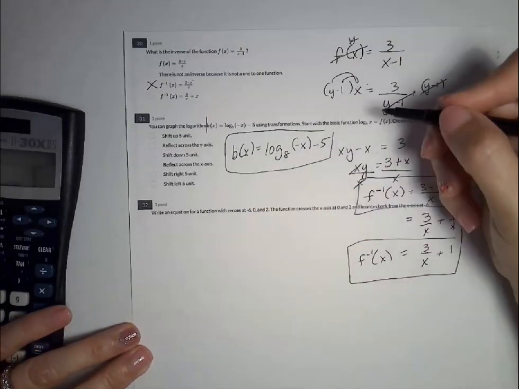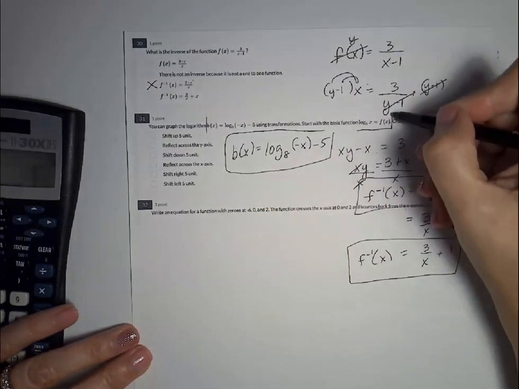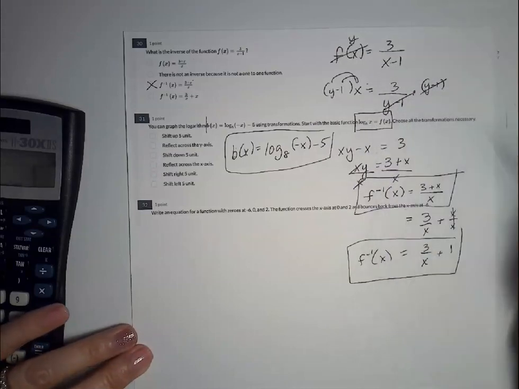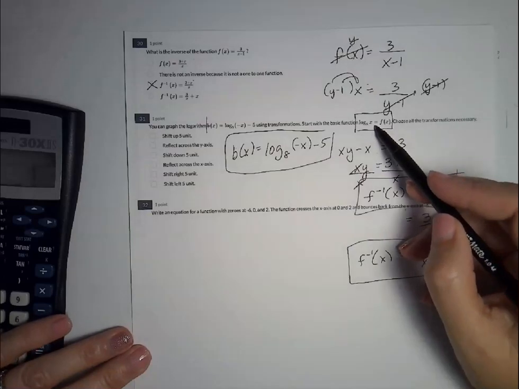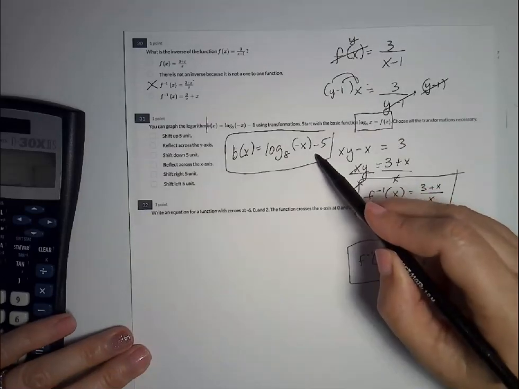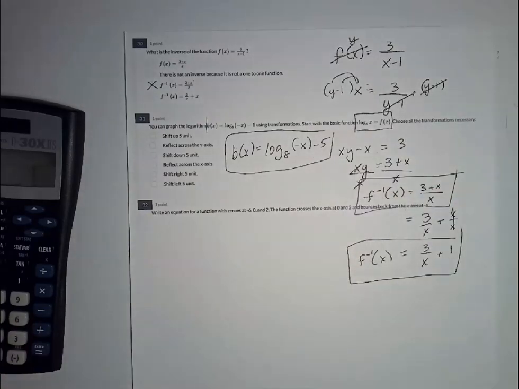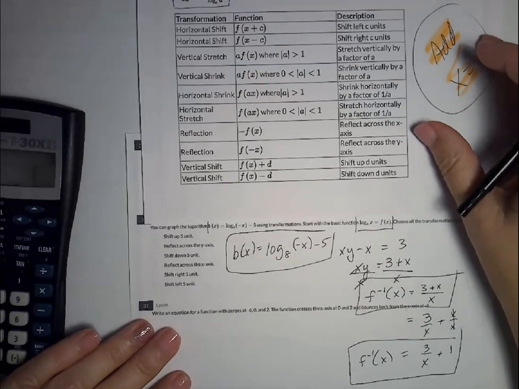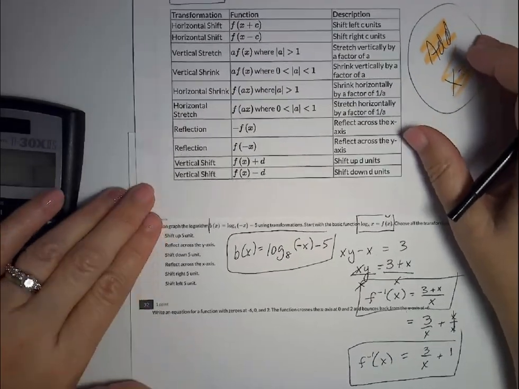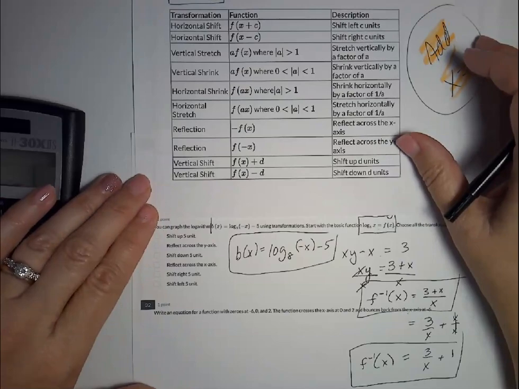It says you can graph this using a basic function of just log base 8 of x. So they're asking you, how do you transform? How do you go from this basic function to here? I gave you the table this time because we've had it several times on different tests, so I thought let's just give it to you. Here's the table. It's on the front page. I just go right down in order. So let's just start on the top.